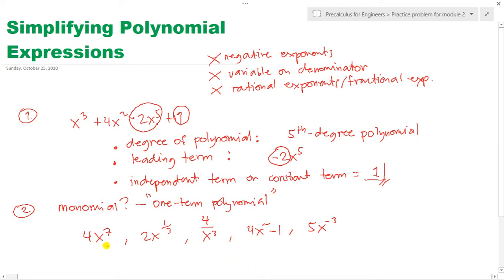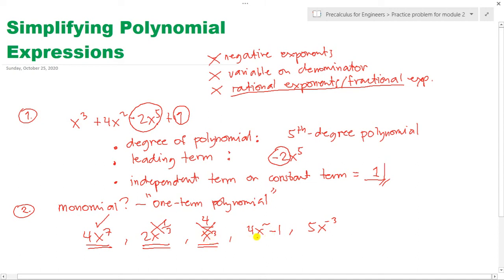In the first given, class, 4x raised to 7, since its exponent is a positive integer and not a fraction, therefore it is a monomial. How about the second one? Since it is only one term, it is a monomial. However, its exponent is a fraction. Again class, our polynomial must not have a fractional exponent. So therefore this is not a monomial. How about 4 over x cubed? Since polynomials have no variable in the denominator, this is not a monomial because it has a variable in the denominator.